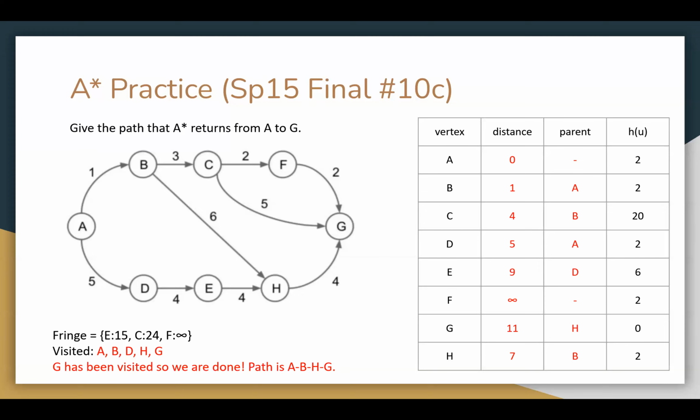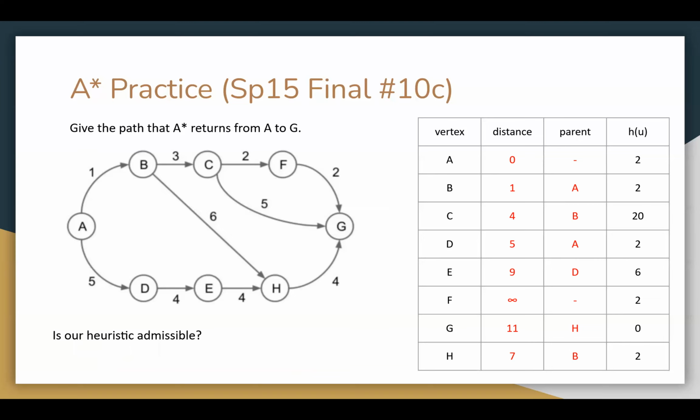So we've visited nodes A, B, D, H, and G in our process. But here's where you have to be kind of careful. Note that vertex D is not actually along our path. But when we're returning our values, we only want the nodes that are along our path from A to G. So we do not want to include node D in this. So our final path is A, B, H, and G.